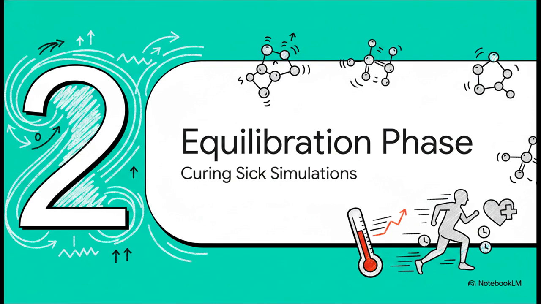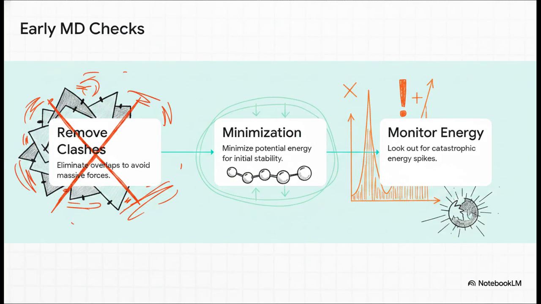Or, as I like to think of it, diagnosing and curing sick simulations. Once your system is built, those first few moments of a simulation are make or break. You always start by minimizing the potential energy to remove steric clashes. Why? Because if you have overlapping atoms, the intermolecular forces are going to be astronomically huge. If you see a rapid, catastrophic spike, like a total explosion in your energy, within the first few time steps, that is a massive red flag. It usually means you have a bad topology, severe atomic overlaps, or a time step that is way too large. You have to catch that immediately.